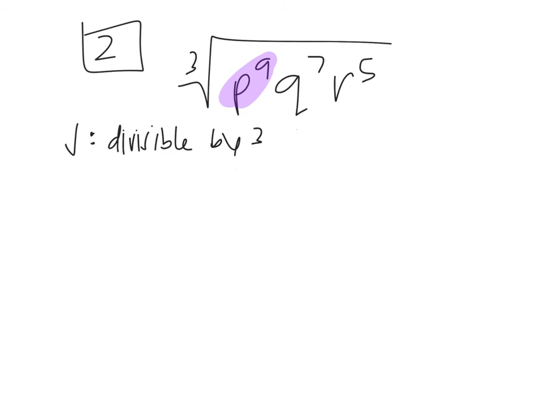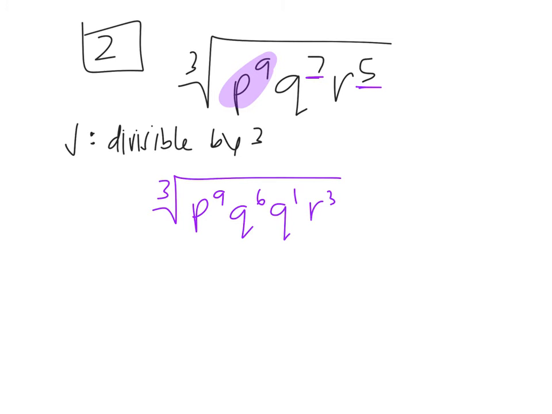So let's go ahead and rewrite this and split it up so that I do have things that are divisible by 3. My biggest number that's closest to 7 that's going to be divisible by 3 is going to be 6. Q to the 6th times what value, q to what power, gives me q to the 7th? Q to the 1st. And then my last part here, r to the 5th power, what's the closest number to 5 that is divisible by 3? R cubed. And r cubed times r to what power is going to give me r to the 5th? I should be thinking r squared.